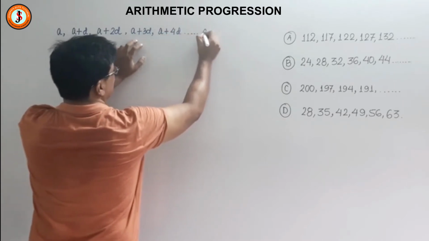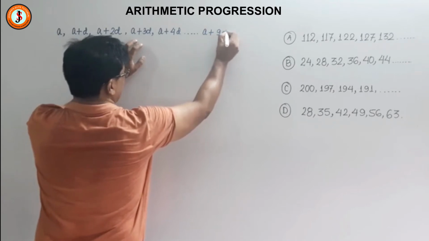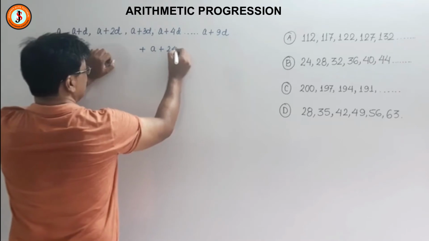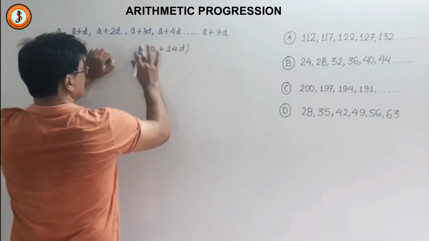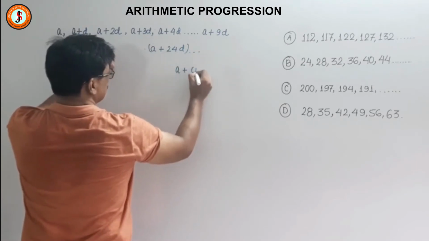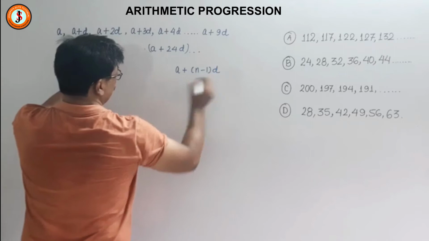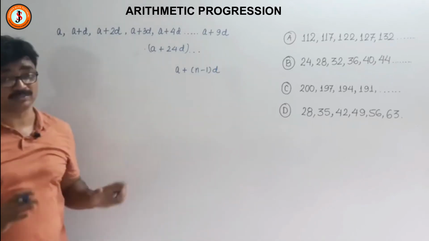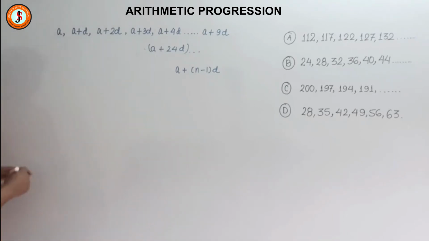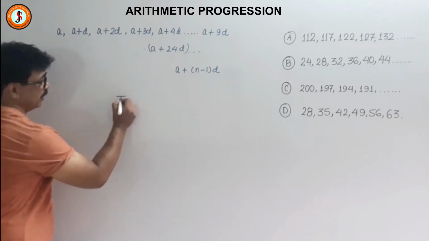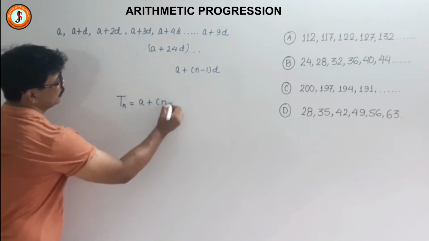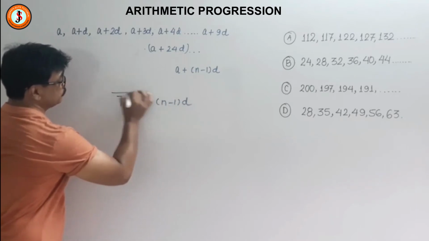What will be the 10th term? A plus 9D. What will be the 25th term? A plus 24D. So what will be the nth term? A plus n minus 1 into D. Why is one term reduced? Because A is the first term, and after that D starts getting added. So this is the formula for the nth term of an arithmetic progression: Tn is equal to A plus n minus 1 into D.